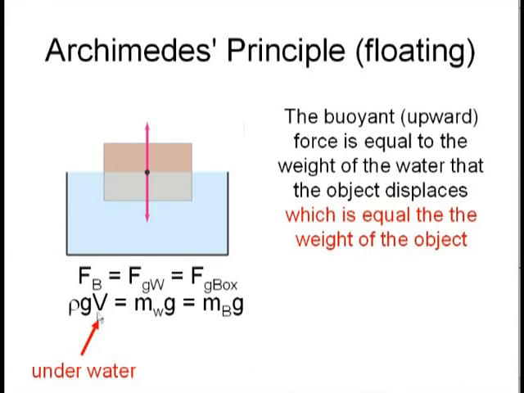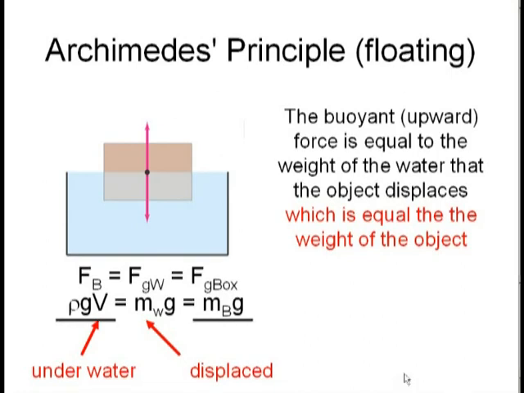Again, we need to be careful of what the letters are. This is the volume of the block that's underwater, and it's also the volume of the water that will spill over the edge, or the displaced water. The rho is the density of the water, not the block. For this one, the mass of the water that is displaced, it's the mass of this amount of water.